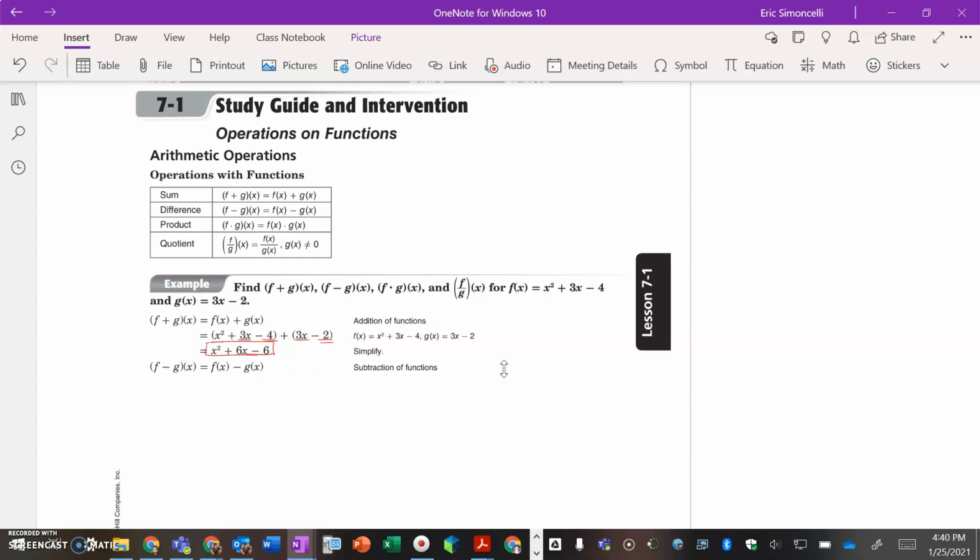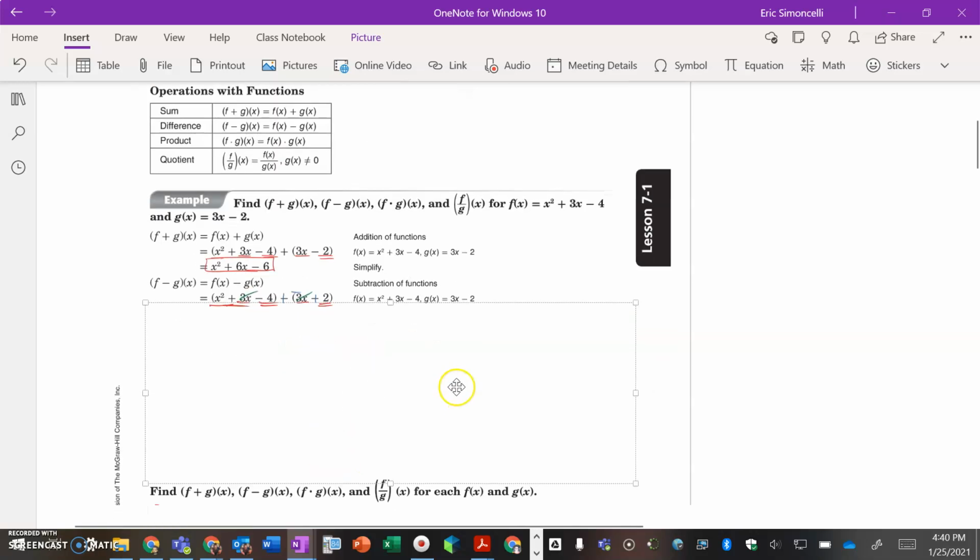Subtracting two functions, f(x) minus g(x). As you can see in the steps below, we subtract. Notice that there are parentheses around the second quantity, just like up above. For subtraction purposes, you have to be more careful with the sign. When you subtract, it's actually plus the opposite, so minus 3x and plus 2. That's what I would do to make it simpler for you.